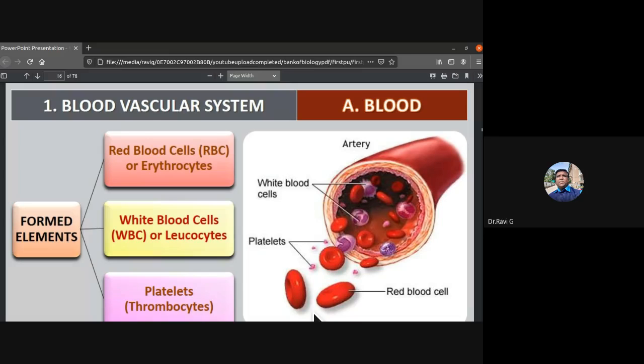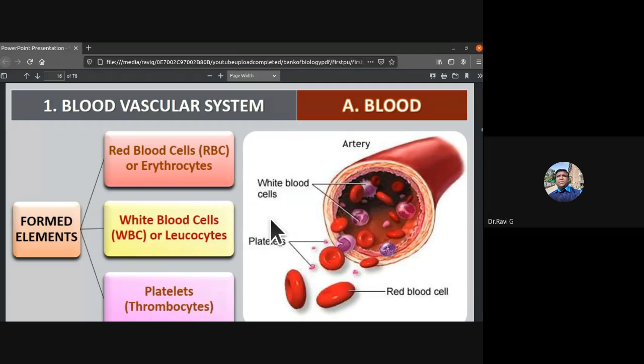The formed elements of blood are the red blood cells, RBC or erythrocytes, the white blood cells, WBC or leukocytes, and the platelets or thrombocytes. The white blood cells are colorless. They do not have hemoglobin, so they are colorless. Red blood cells are red in color because of the presence of the respiratory pigment, hemoglobin. Hemoglobin brings about the red color in red blood cells.